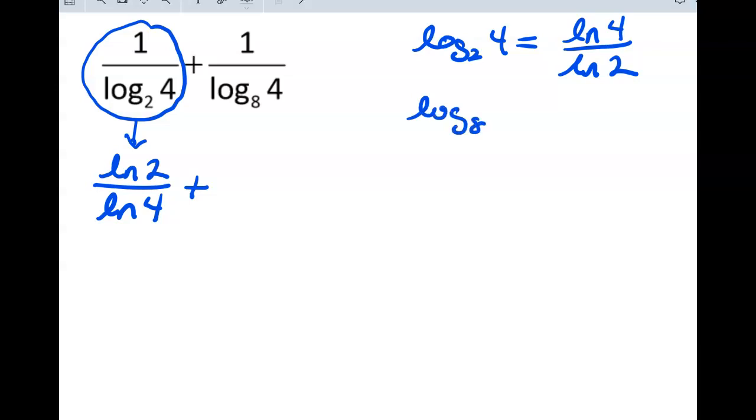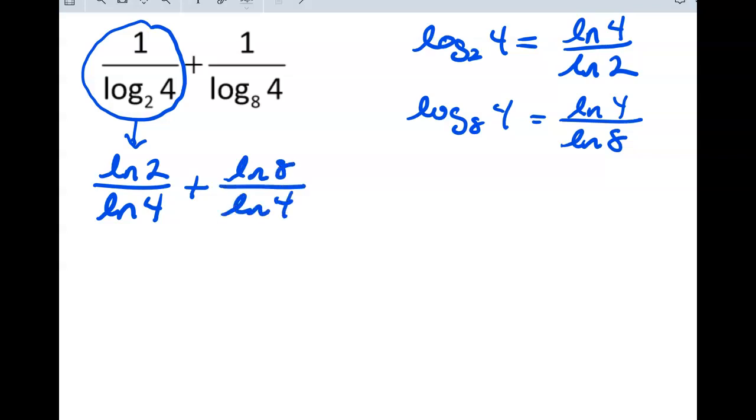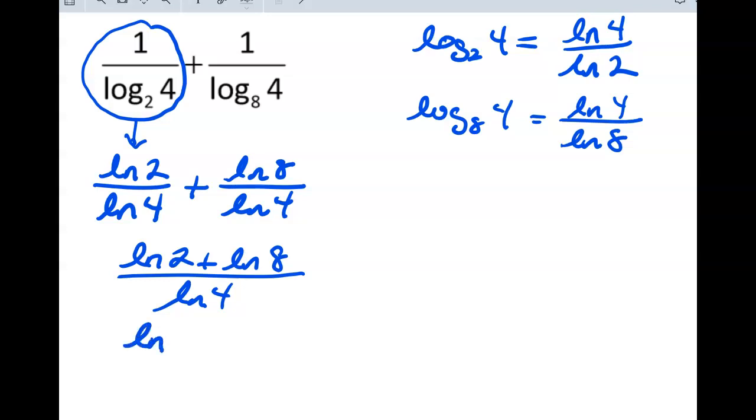And the log base 8 of 4 is the natural log of 4 over the natural log of 8. So 1 over it will be the natural log of 8 over the natural log of 4. Now, nicely for us, we have a common denominator. And when we add fractions that already have a common denominator, we just add their numerators and keep the denominator. Natural log of 2 plus natural log of 8. When we add logs, you can multiply the arguments together. 2 times 8 is 16.